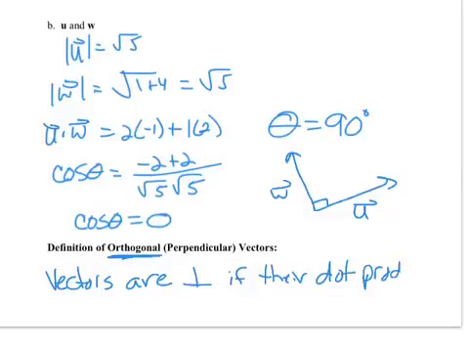So we will look more at that in class. It's usually something that kids forget about by the time we take the test. If you take two vectors and take their dot product and you get a 0 out of it, that means they are orthogonal or perpendicular to each other.